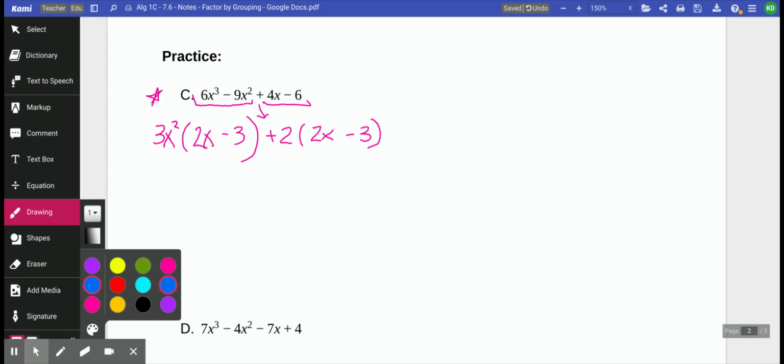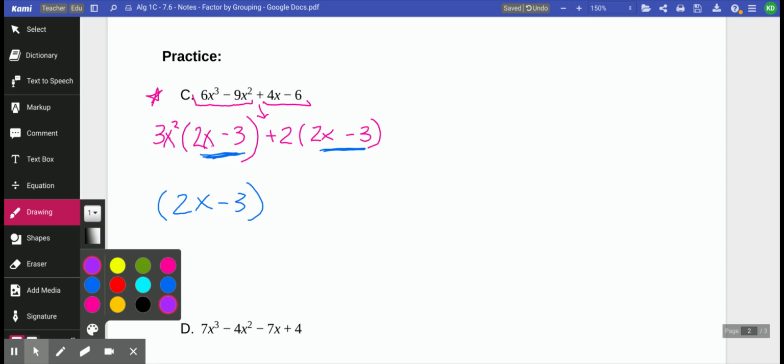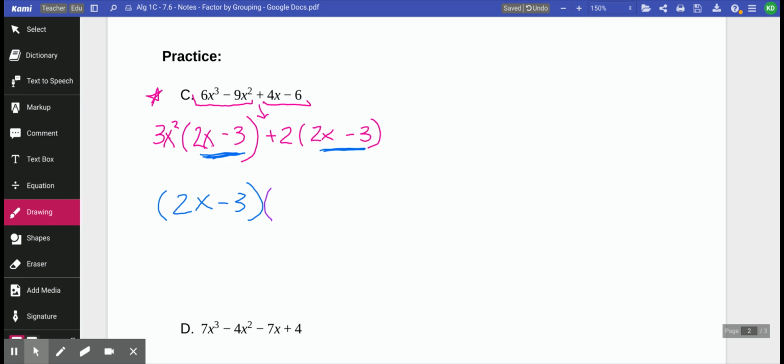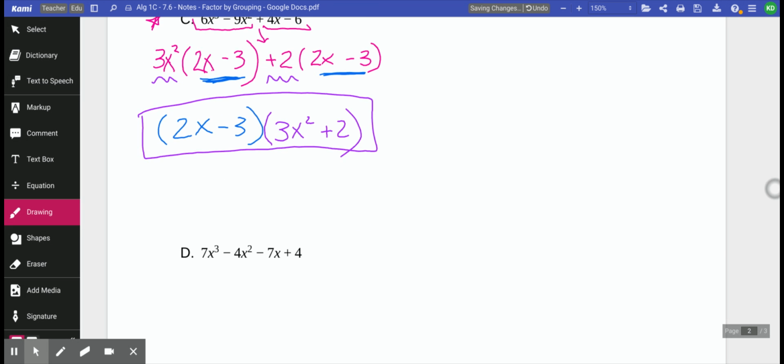So now is where we look, and we hope we should have matching parentheses, right? So that's going to be one of our factors. And then our second set of factors in our second set of parentheses is going to come from the 3x squared and the plus 2. And we just copy them down just as they're written, just put them in parentheses. And that is done. We're moving on to our next example.